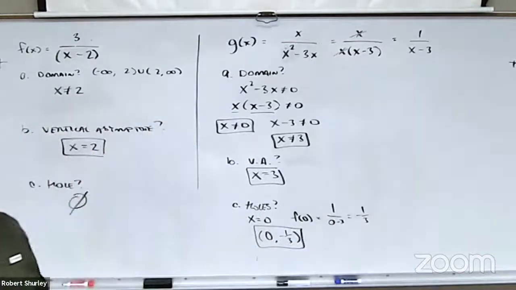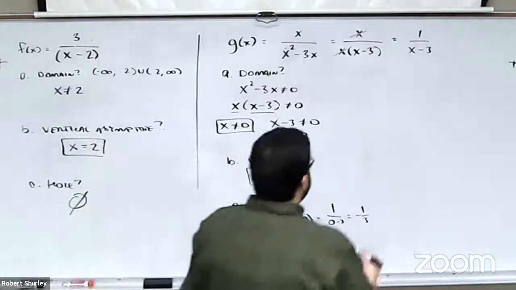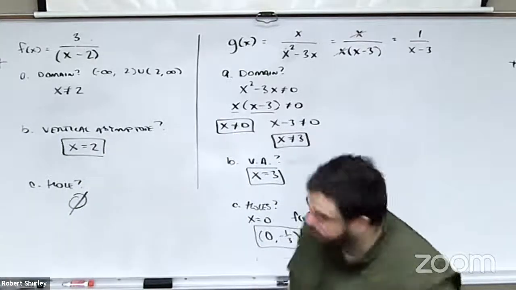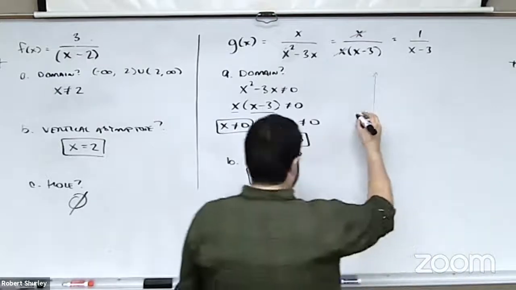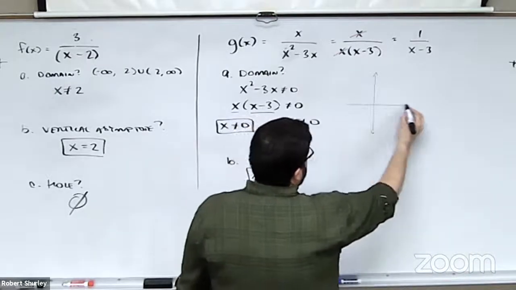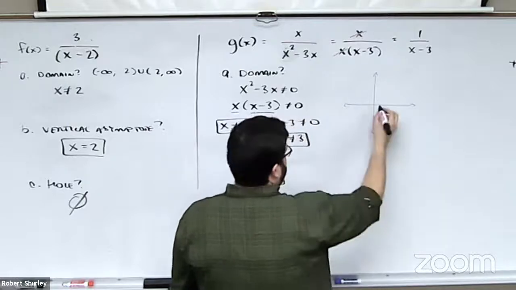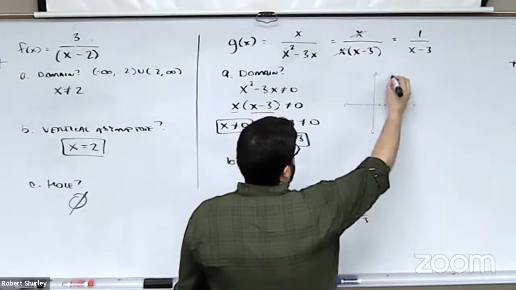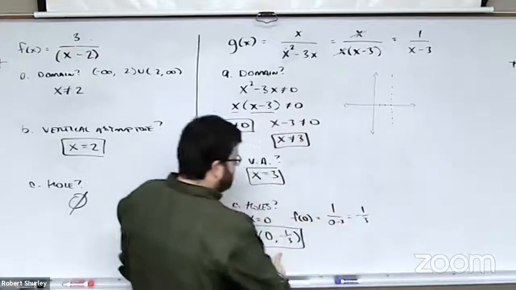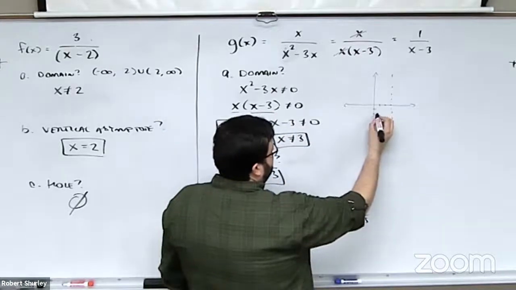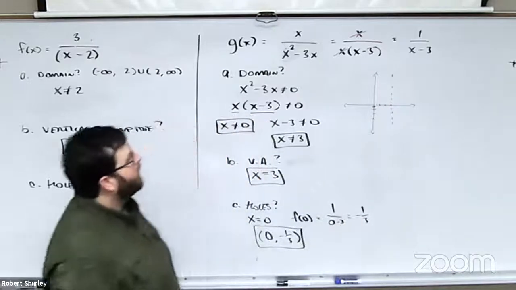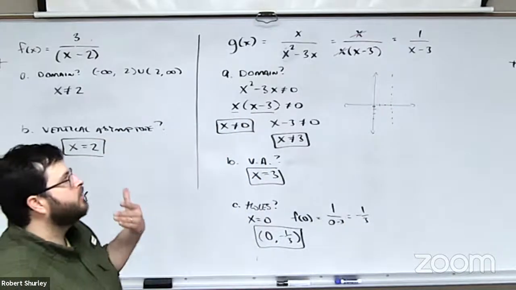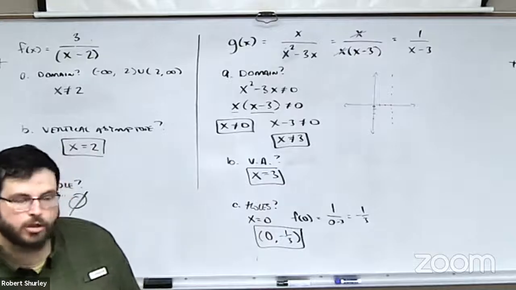That's my hole. Okay. And if I wanted to do a quick sketch of this, let's see what we have going on here. We've got x equals 3 as a vertical asymptote. And 0, negative 1/3, so about right there, is a hole. Now we need to find the horizontal asymptotes, okay?